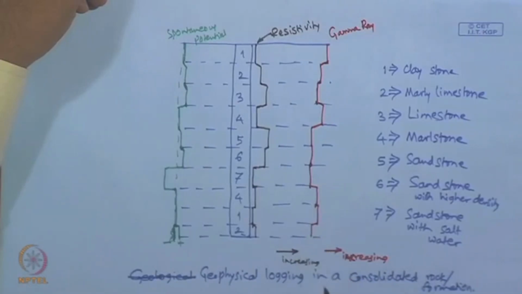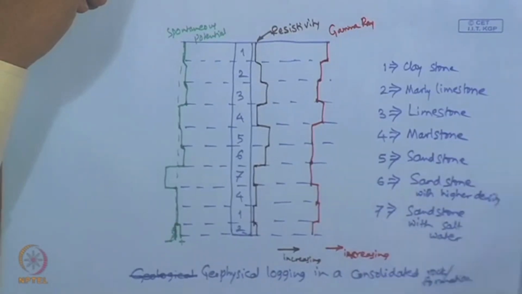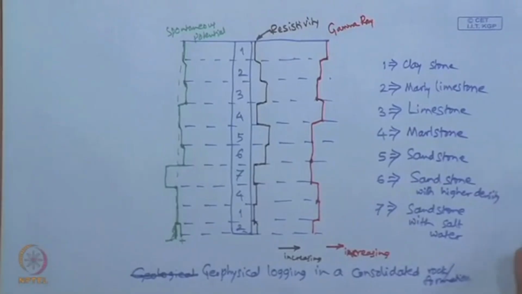So this is the gamma ray logging. So this is the geophysical logging in a consolidated rock or formation. So now we will specifically go to the resistivity method of logging.